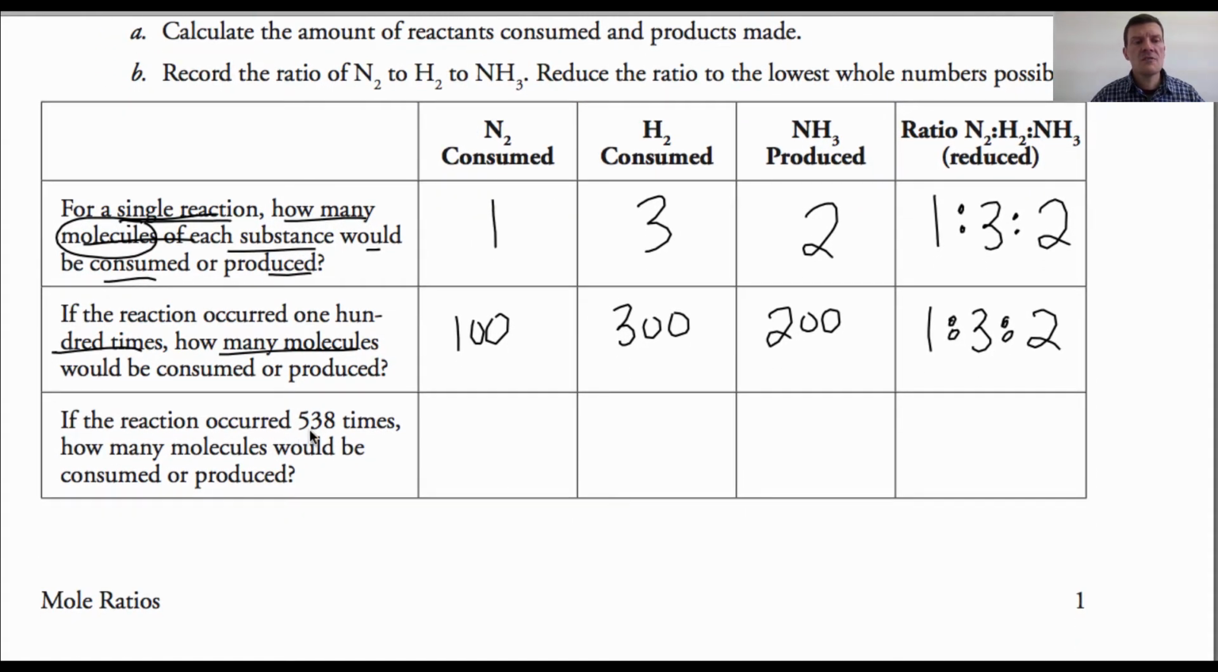If this occurred 538 times, how many molecules would be consumed to produce? Well, I would need 538 nitrogen molecules. I would need 3 times 538, and I would need 2 times 538. These are still in a 1 to 3 to 2 ratio.